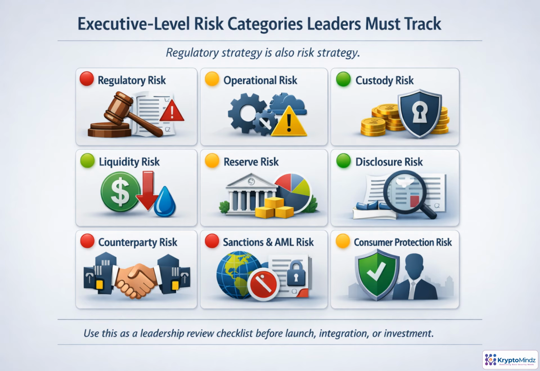At the executive level, regulatory strategy has to be managed as a risk system, not a legal footnote. A digital asset initiative can look attractive commercially and still fail because one critical area is underdeveloped. Regulatory classification drives what is permitted. Operations determine whether controls actually work. Custody, reserves, liquidity, and counterparties determine whether customers can be protected under stress. Disclosure, sanctions, AML, and consumer protection determine whether the product can survive scrutiny. The practical move is to review these categories before launch, integration, or investment and assign clear owners. If no one owns a risk, the business is already carrying it blindly.